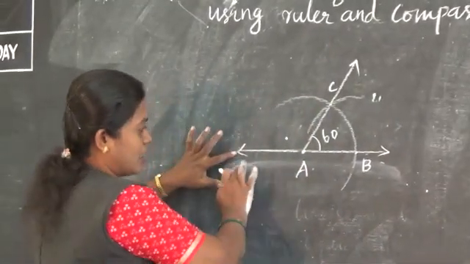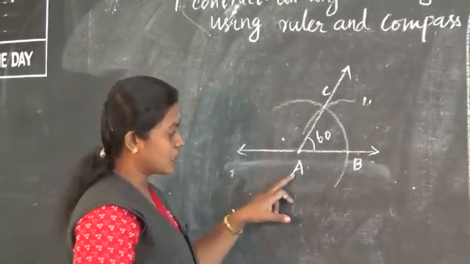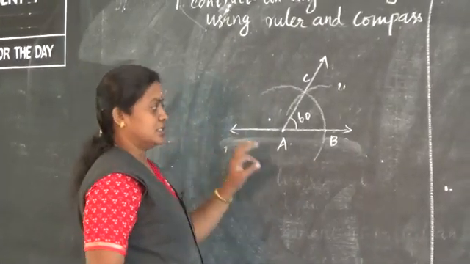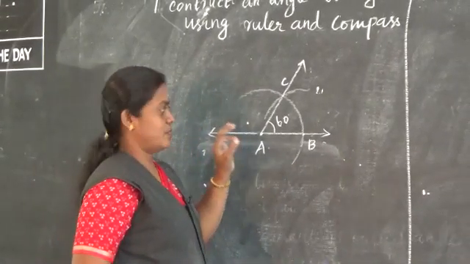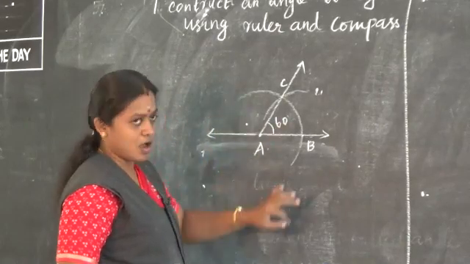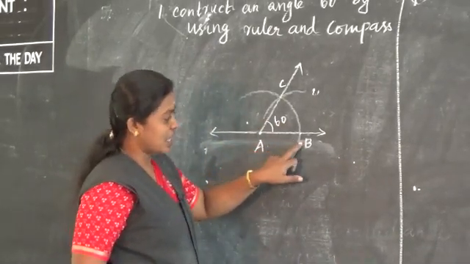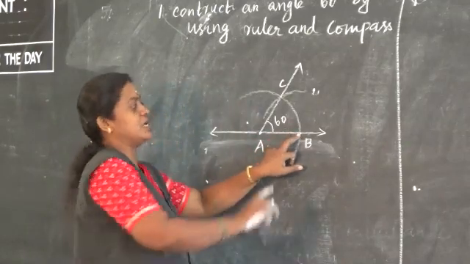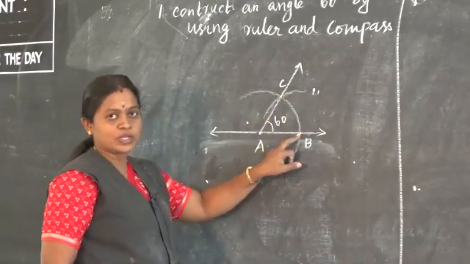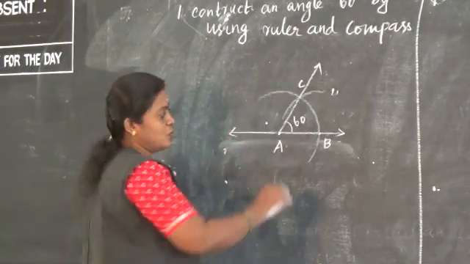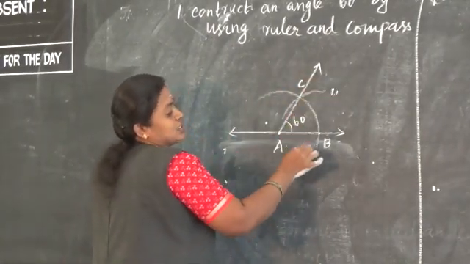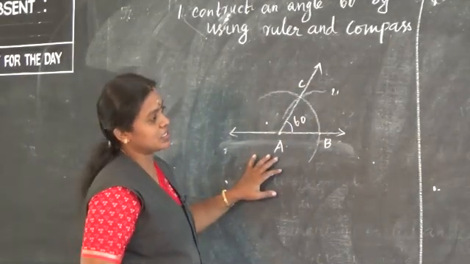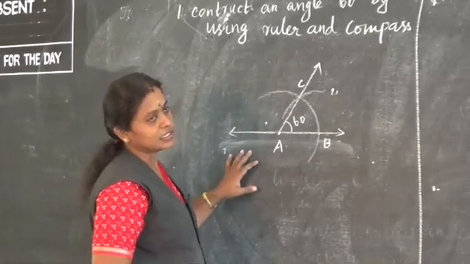How to draw? Draw a line, then mark a point A on it. Take your compass with any convenient radius and draw one arc; it cuts the line at B. Now with B as a center, the same radius, draw an arc; it cuts the previous arc at C. Now join AC. BAC is the angle of 60 degrees.